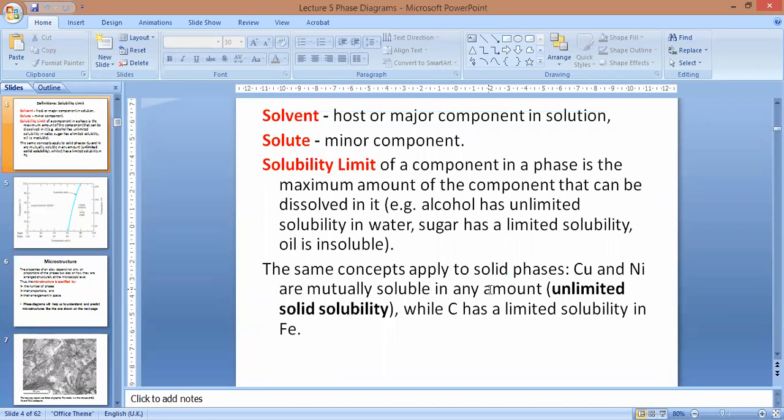Okay, so in the case of copper and nickel, why they're known as unlimited solid solubility is because when copper and nickel are in their molten states and you pour them in one bucket, for example, and you keep pouring them, when they solidify, copper and nickel are going to solidify as one solid. You're not going to have an instance where your copper will dissolve in your nickel up to a point where it will reach a limit.